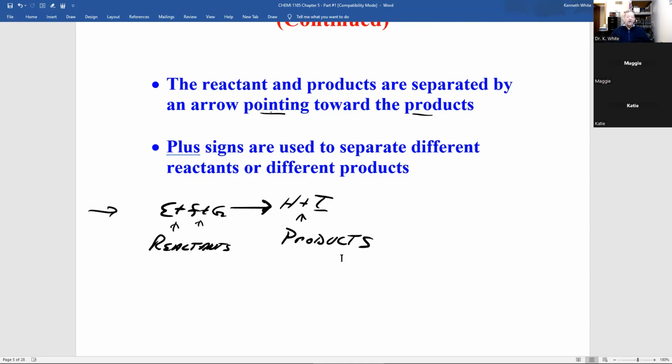If I were to ask in that chemical equation, what are the reactants of that chemical equation or reaction? The answer would be E, F, and G. If I were to ask, what are the products of that chemical equation or that chemical reaction? The answer would be H and I. The reactants are always at the base of the arrow, the products at the head of the arrow.